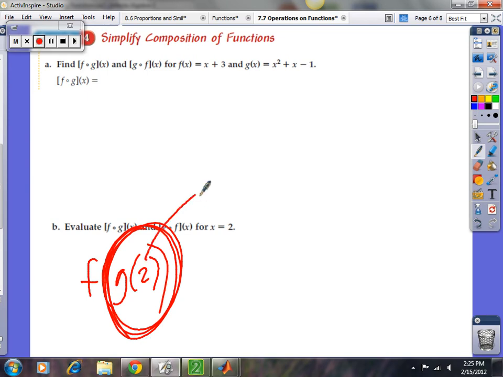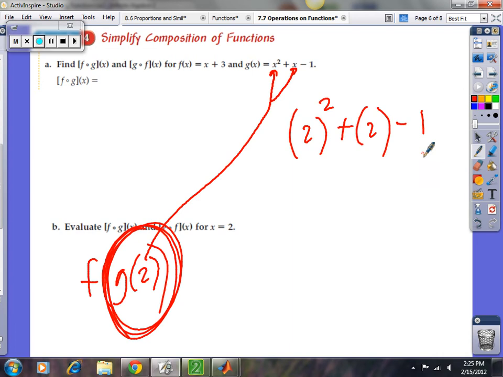So you're taking 2 and you're going to substitute it right there and there. This is what you did on your warm-up. Find G of 2. Here's G of x right here. The rule says take x, square it, add x, minus 1. x is 2. So you're going to do 2 squared, add 2, minus 1. What's 2 squared, add 2, minus 1? It says to do G of x first.